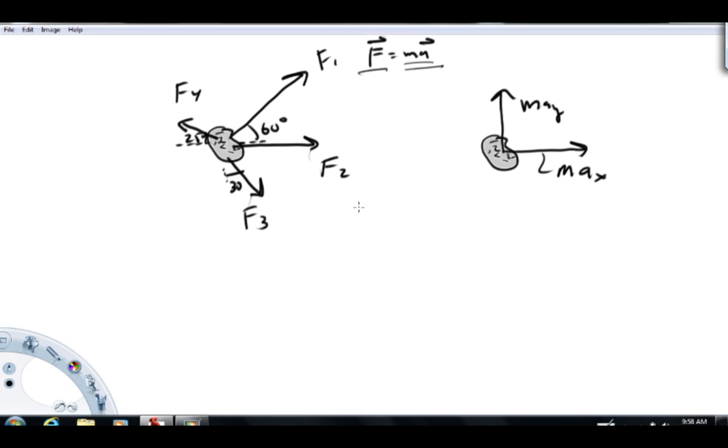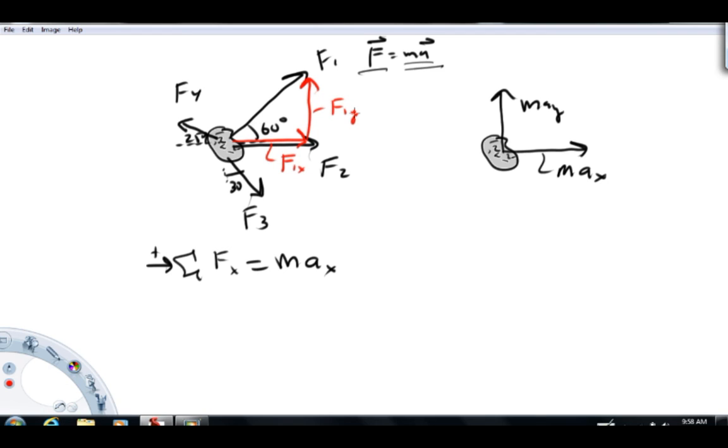To find the net force, we're going to sum forces by summing components. So one equation I can write is this. The sum of all forces in the x direction equals mass times acceleration in the x direction. I'm calling to the right positive. So looking at this free body, if I look at F1, I could write F1 in terms of components this way and this way. So this is what I would call F1x, and this is what I would call F1y.